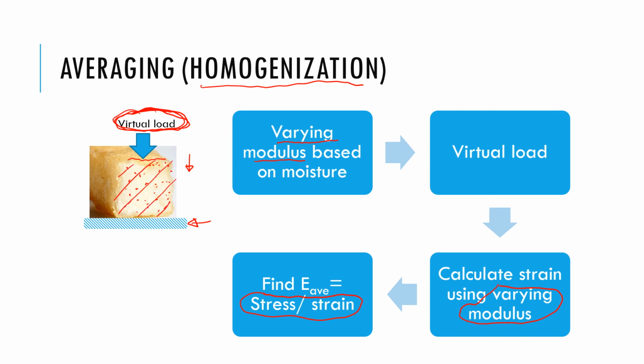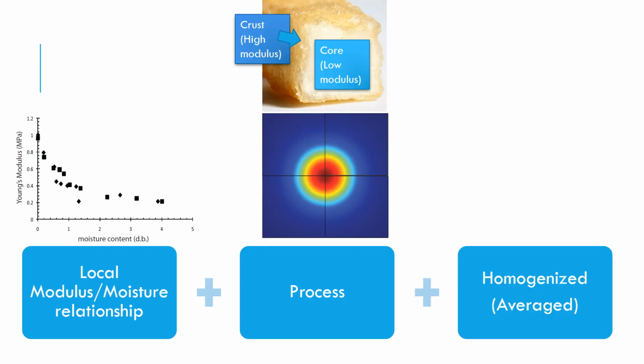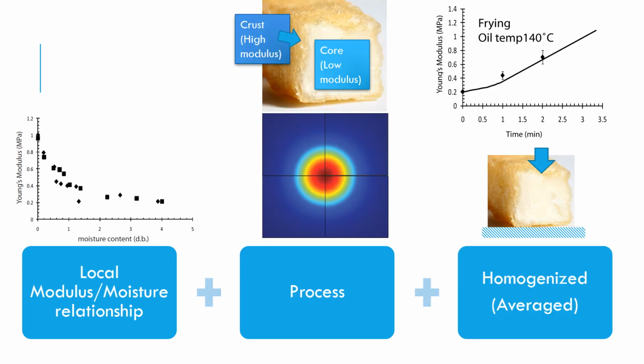And this averaging process is called homogenization. We now go back to our previous slide, and by homogenization I can now get Young's modulus for the entire cross section over time during this process of frying. And so that should relate to something like crunchiness, for example.